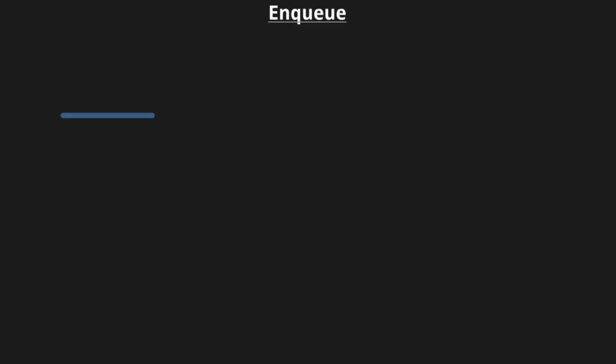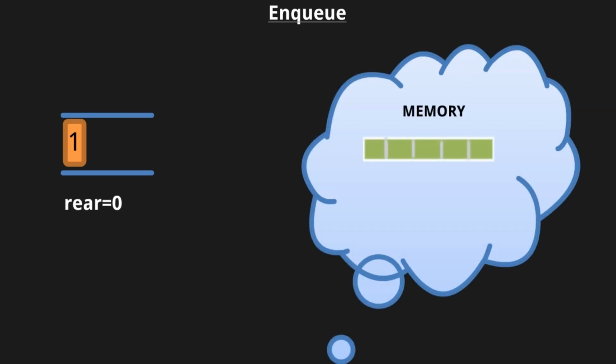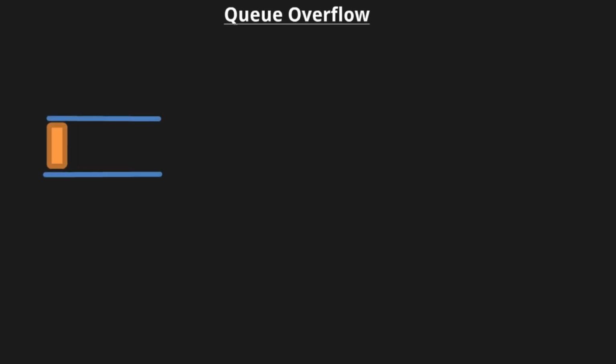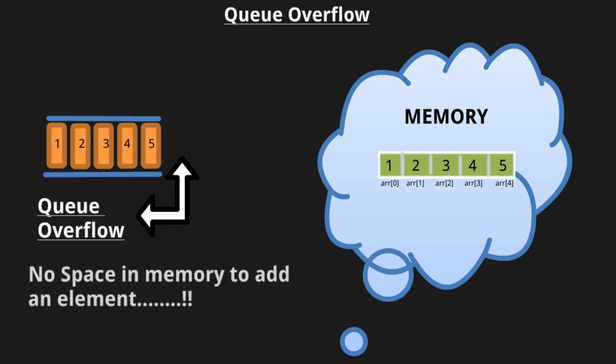Enqueuing an element adds it to the end of the queue. In an array-based implementation, this inserts the element at the index pointed to by rear. This operation is efficient and takes constant time, O(1). Just like stacks, queues have a fixed size when implemented with arrays. Trying to add more elements than the array can hold causes a queue overflow error, indicating the queue is full and no more elements can be added.